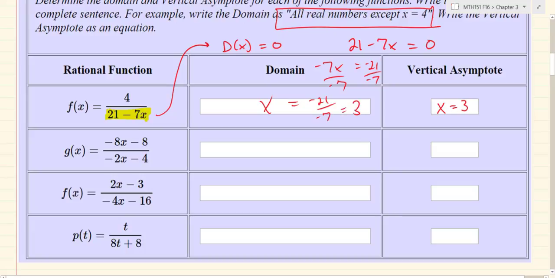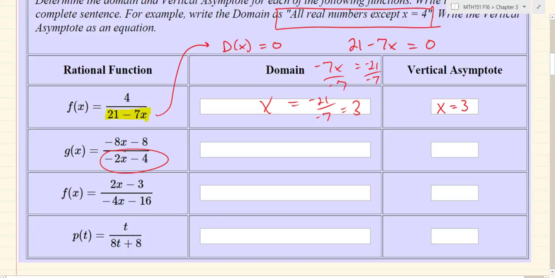So if you can't do it in your head, then just take whatever that denominator is and set it equal to 0. It's just like what we did with the x-intercepts, where we'd take the function, we'd set it equal to 0, and that would give us our x-intercepts. When you take the denominator and set it equal to 0, that gives you your asymptotes, your vertical asymptotes. So let's go to the next one.